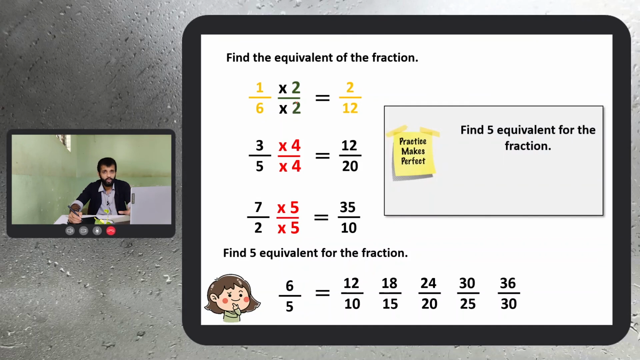And if you have understood whatever is there on this slide, then you can practice these two and write it in the comment section, so that practice makes the man and the woman perfect.